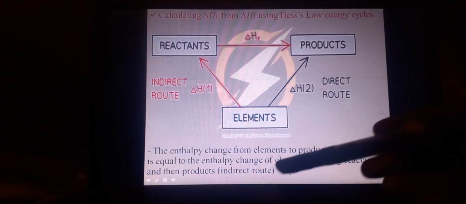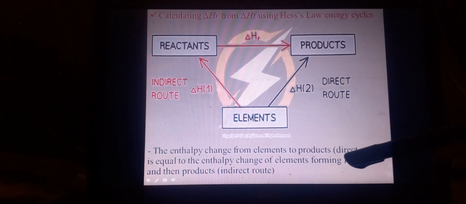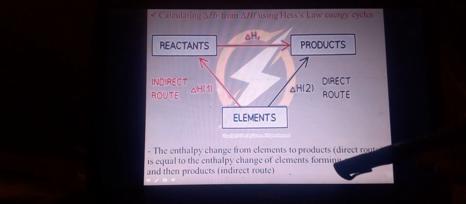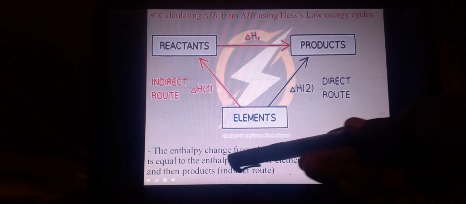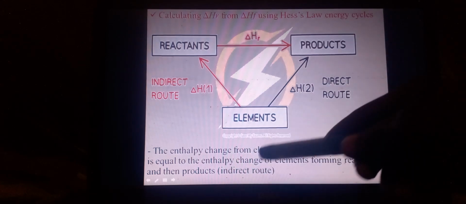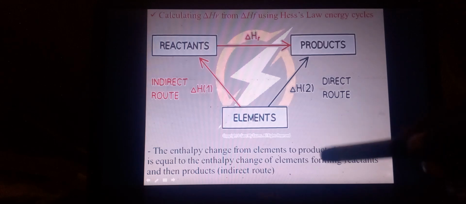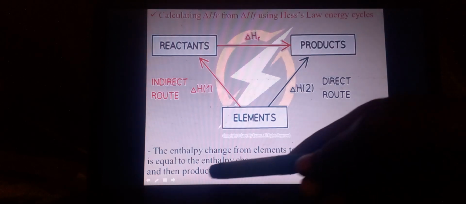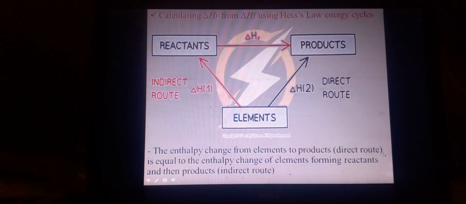So the enthalpy change from elements to products is equal to the enthalpy change of elements forming reactants, and finally products, which is the indirect route. From elements to products is the direct route, then from elements to reactants, then to products is the indirect route.